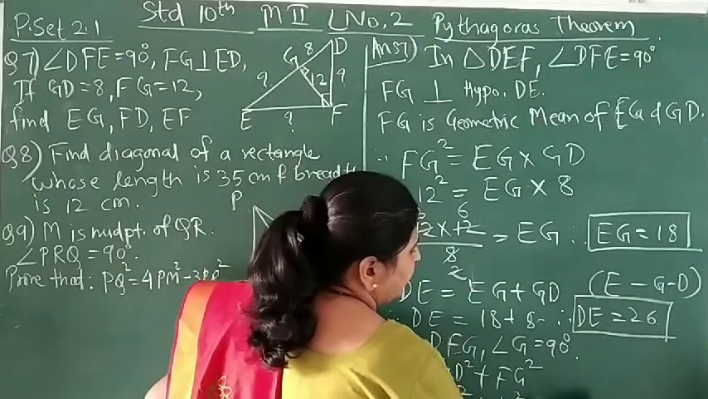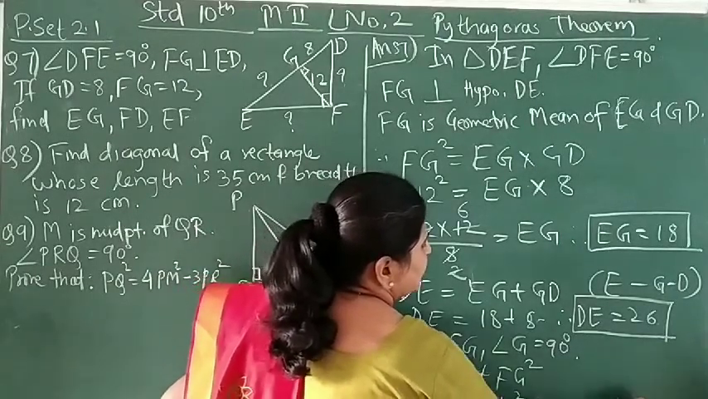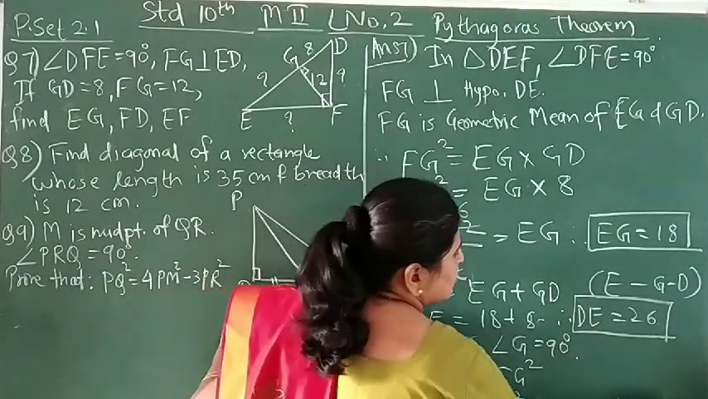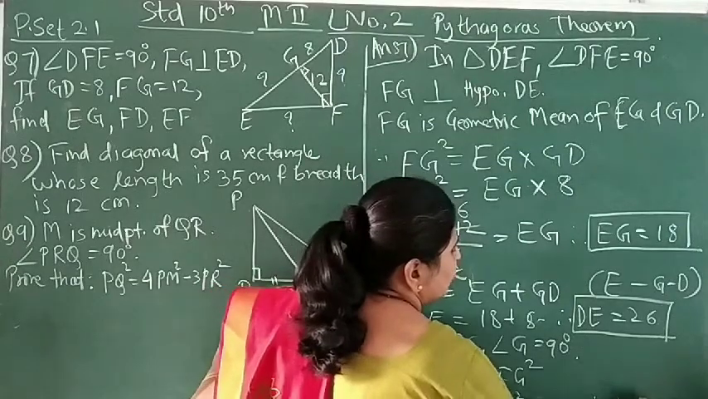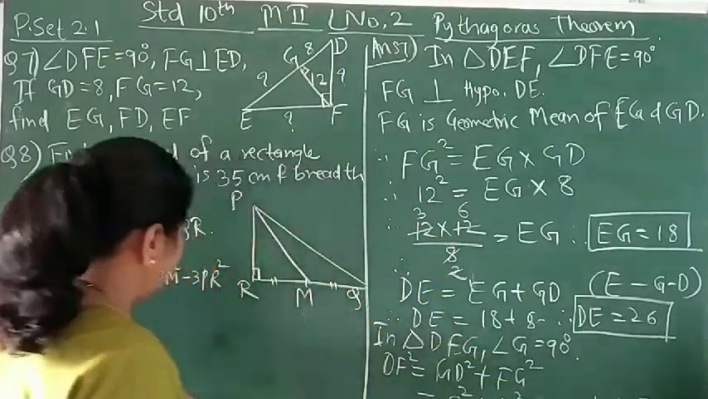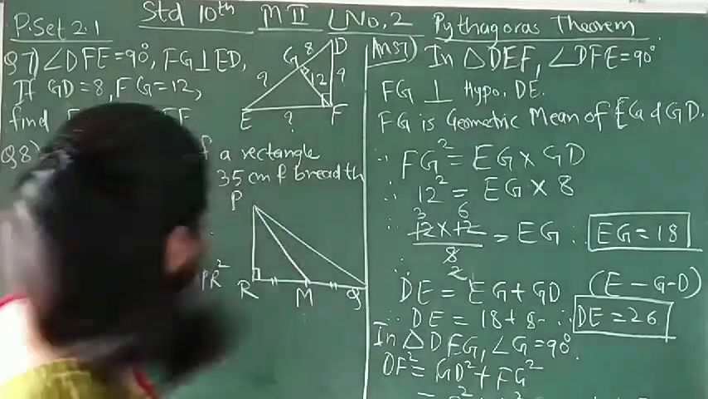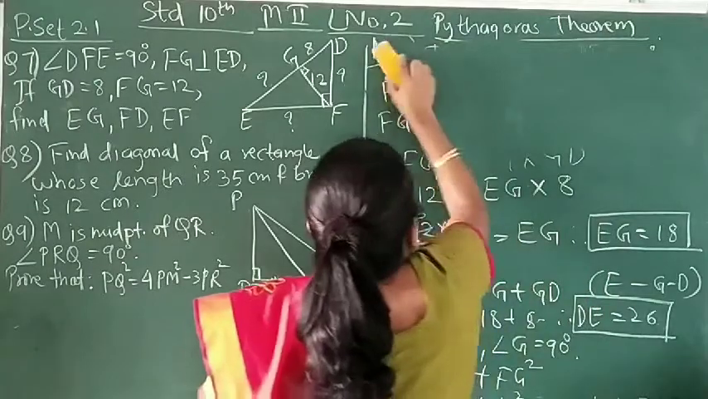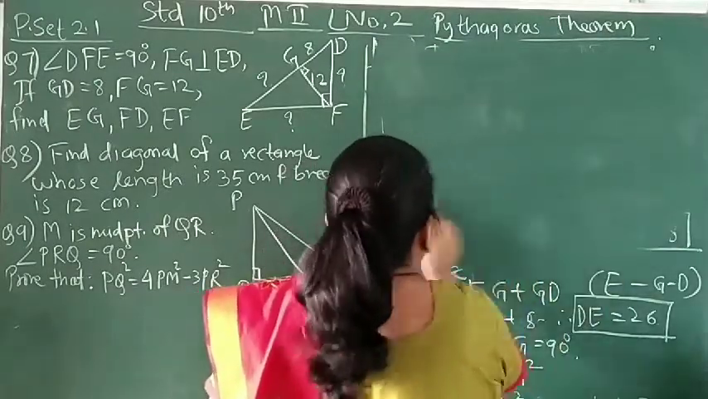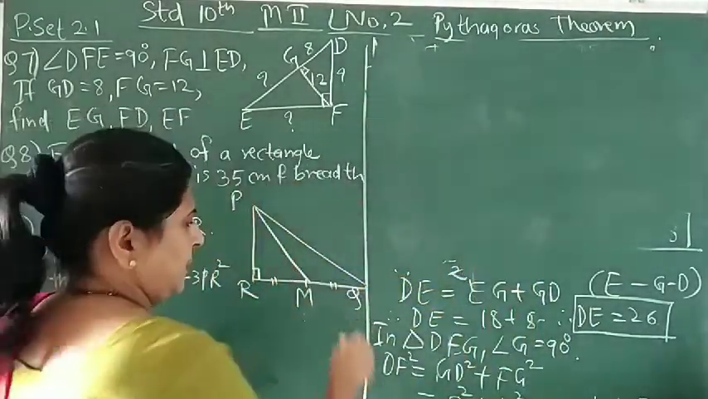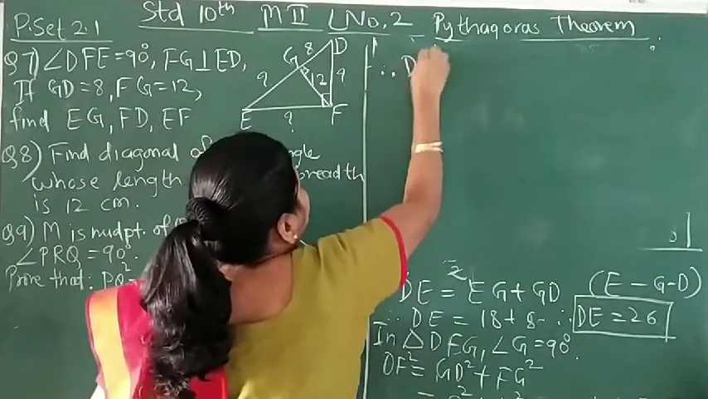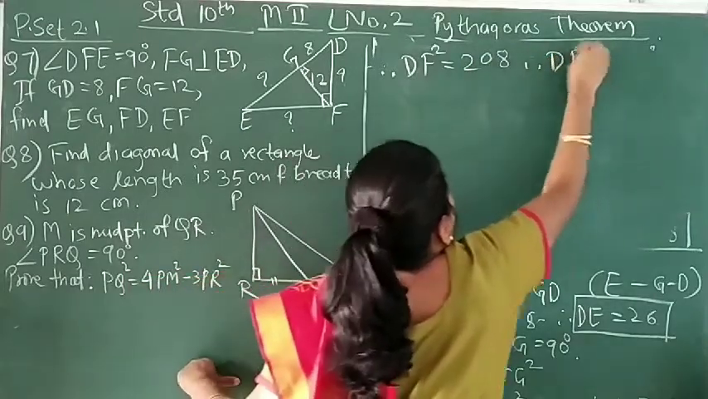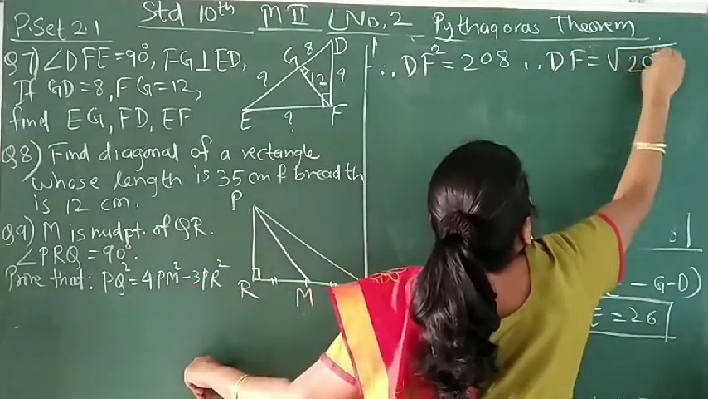12 square is going to be 144. What is the addition of this? 4 plus 4, 8. 4 plus 6 is going to be 10, 1 carry, so it is 208. Therefore, DF square is going to be equal to 208, and therefore DF is equal to square root of 208.